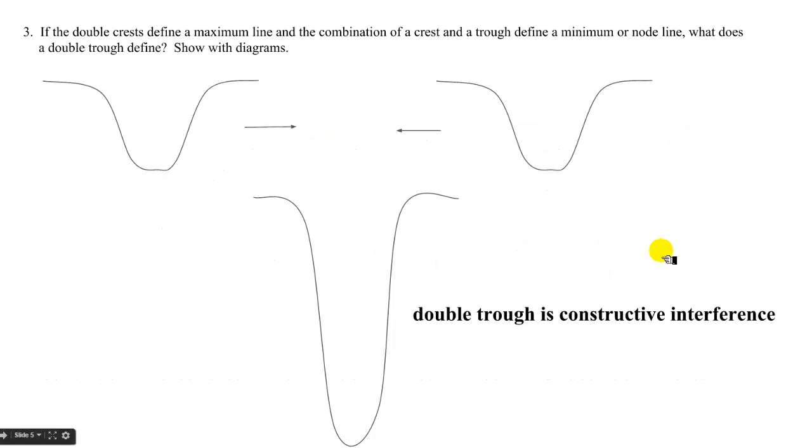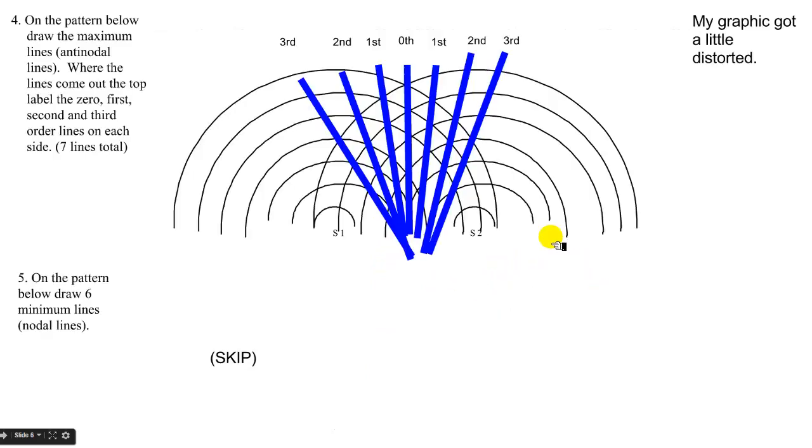Now we need to explain why trough to trough is constructive interference. If we had a trough heading towards another trough, you add the values of the amplitude, and so a double trough would be constructive interference.